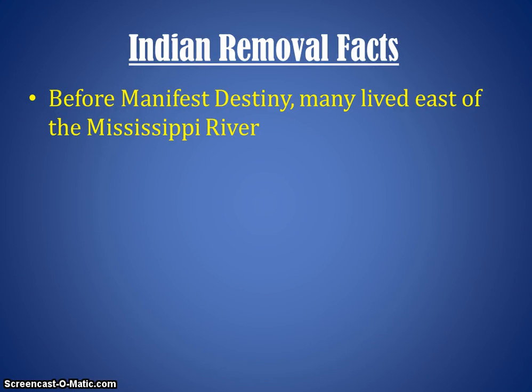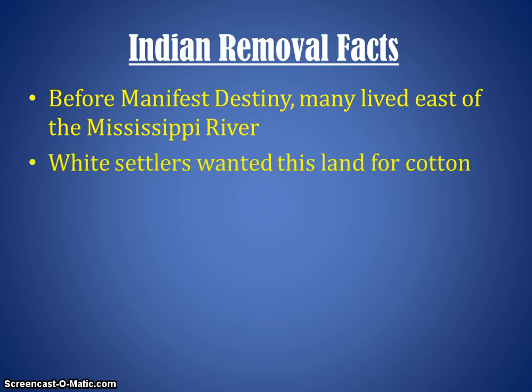Before Manifest Destiny, many lived east of the Mississippi River. Now, there were Native Americans all over the United States, but there were hundreds of thousands, possibly millions, that lived east of the Mississippi River. White settlers wanted this land for cotton.